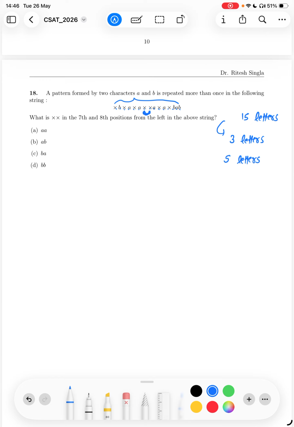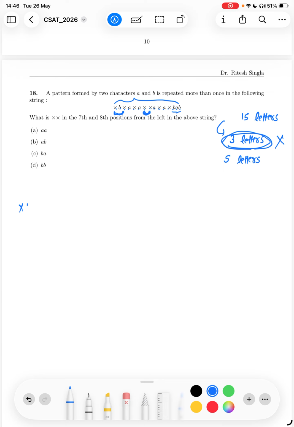Suppose the pattern is of 3 letters. So we know that 3 letters consecutively are these, BAB. So let us try to write whether BAB is possible. You will definitely see that BAB is not possible here because the second letter is B. So a 3 letter pattern is over. You cannot have a 3 letter pattern. That is clear. So we have a pattern of 5 letters. One problem is solved. Now let us write 5 letters.